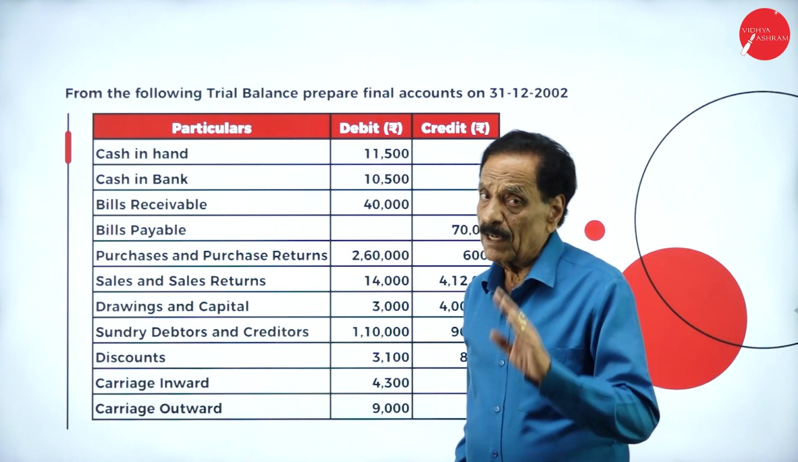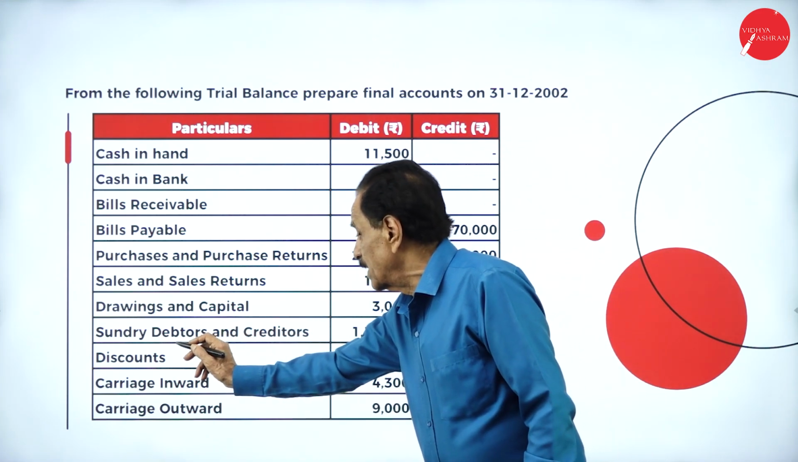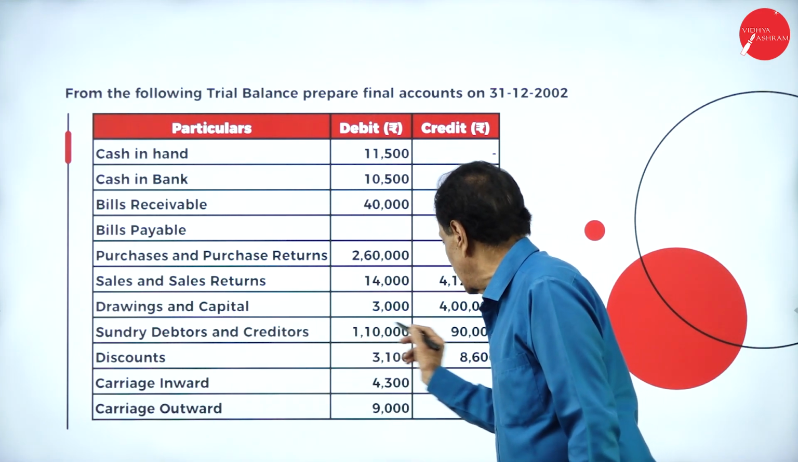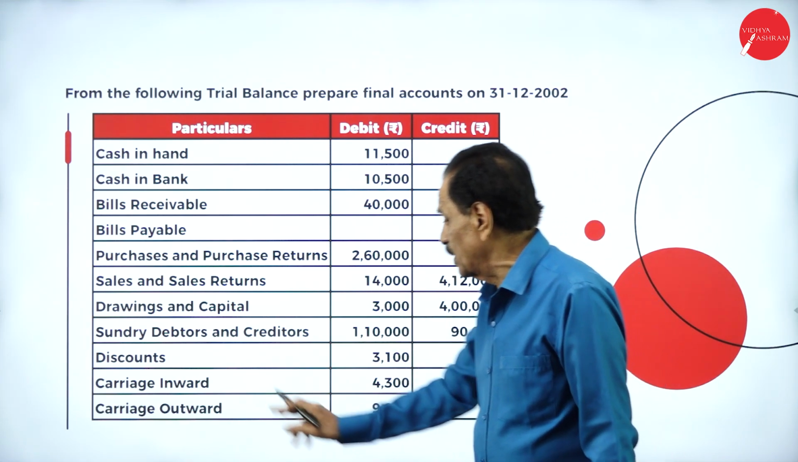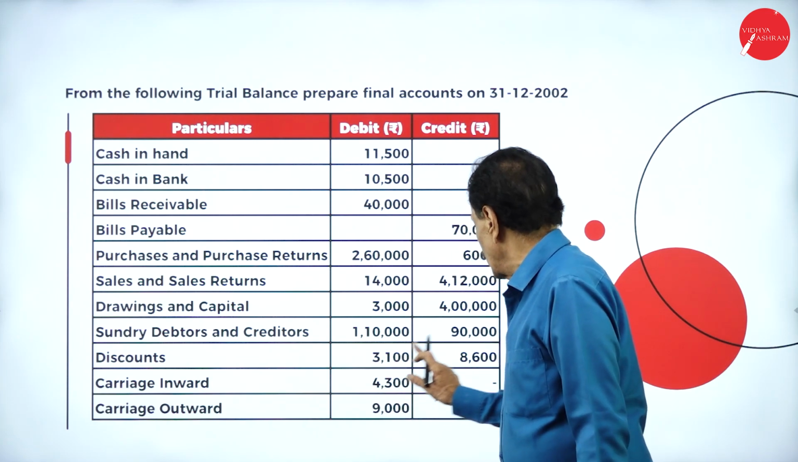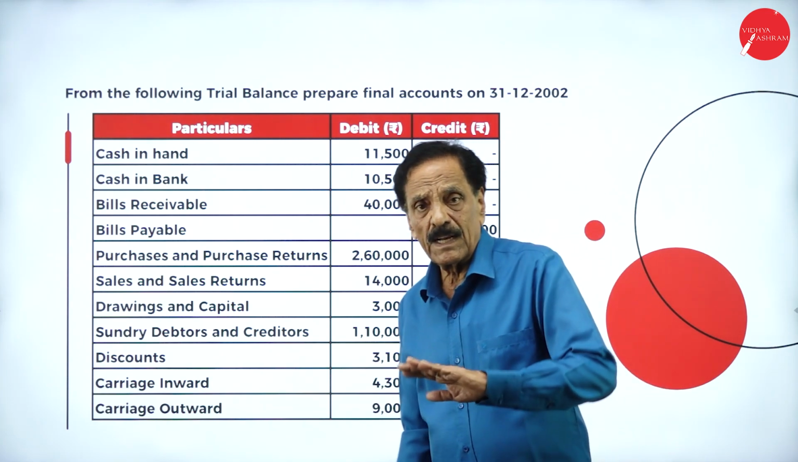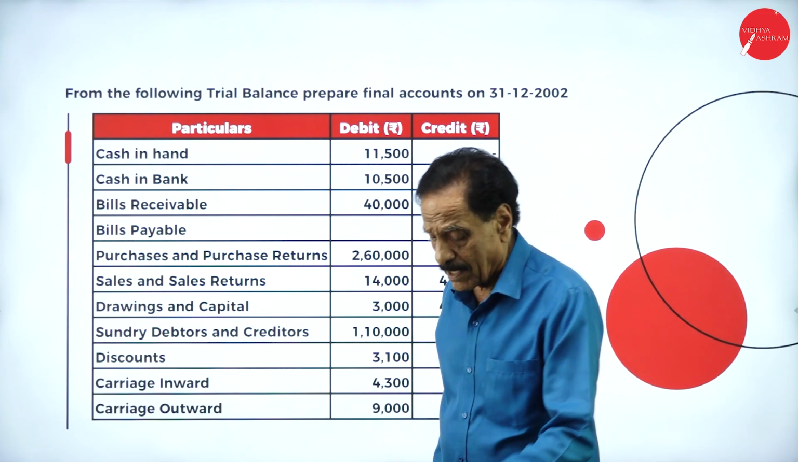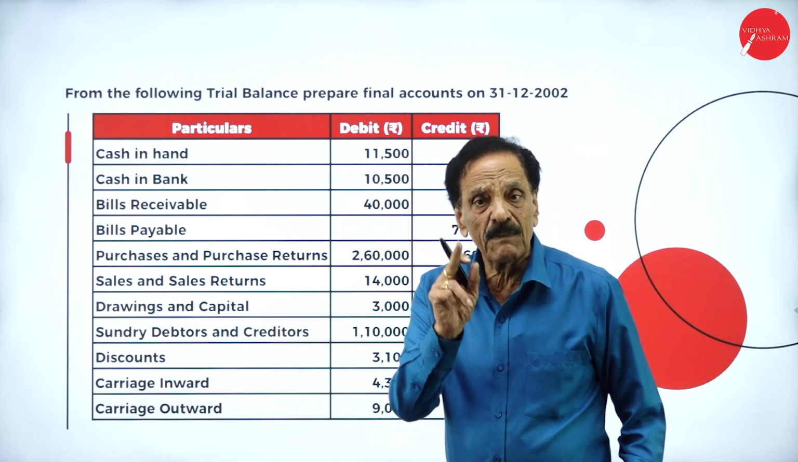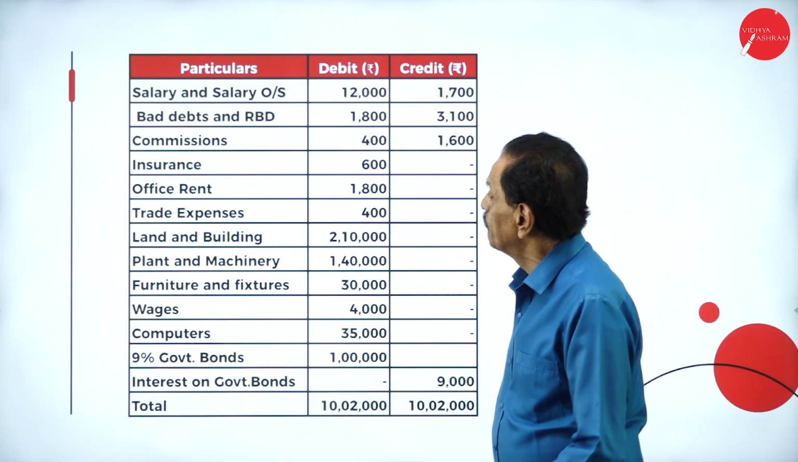Drawings and capital will come in the balance sheet. Debtor is an asset. Creditor is here. Creditor is 90,000. Debtor is 1,10,000. This is discount allowed, this is discount received, they will come in the profit and loss account. Carriage inward comes in the trading account. Carriage outward will come in the profit and loss account.